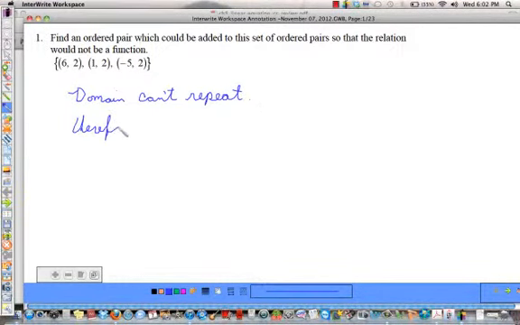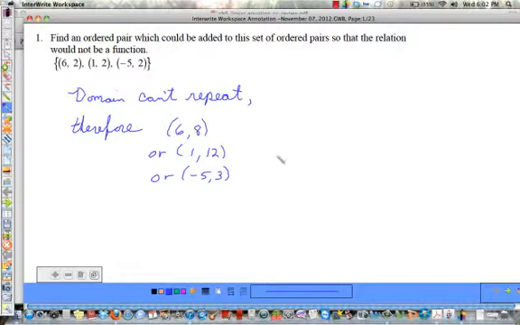So right now, we have 6, 1, and -5 as the domains. We just pick any ordered pair that has one of those. So for example, 6, 8 would make it not a function because the 6 repeats. Or we could use 1, 12 would make it not a function since 1 repeats, or even something like -5, 3, because that would make the -5 repeat. Any answer like that will work.